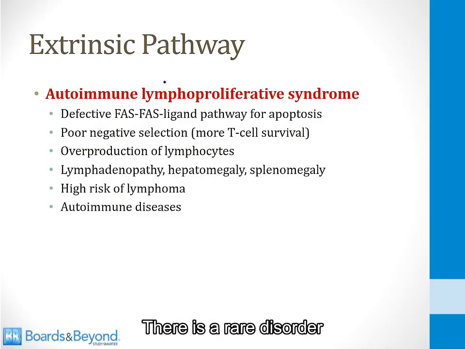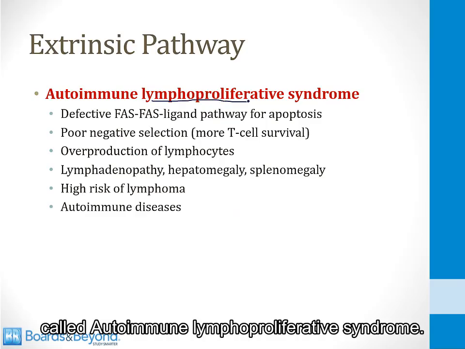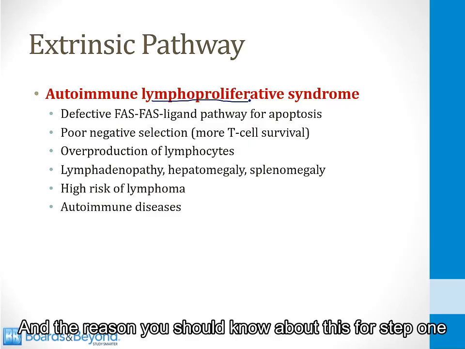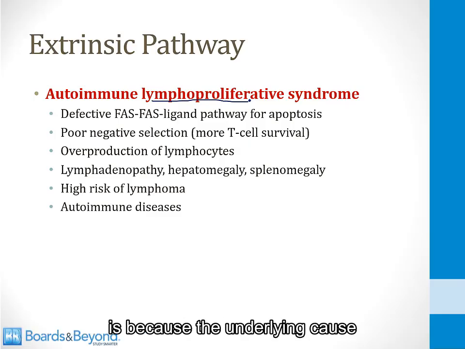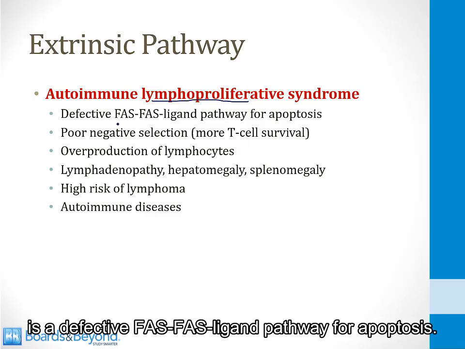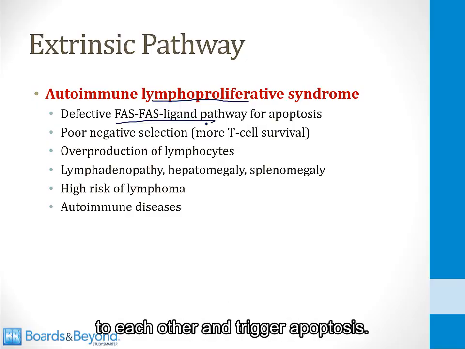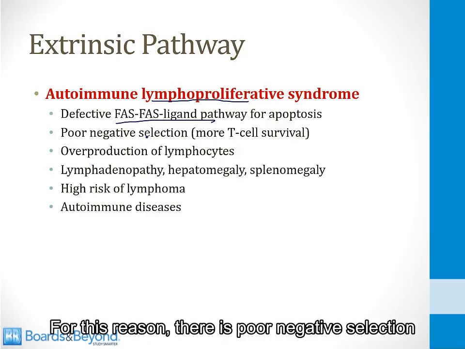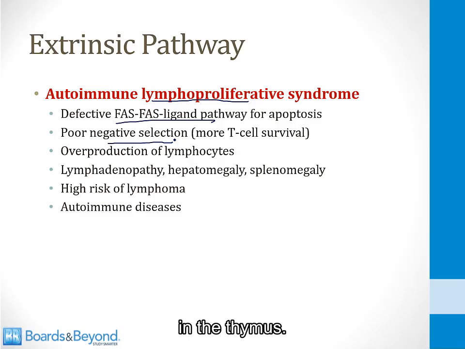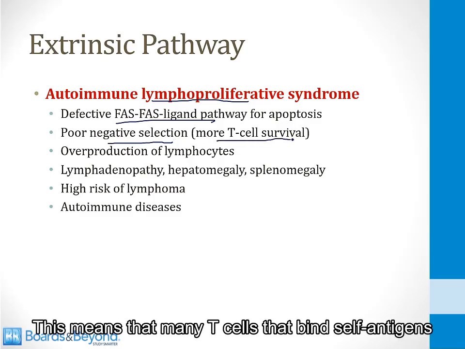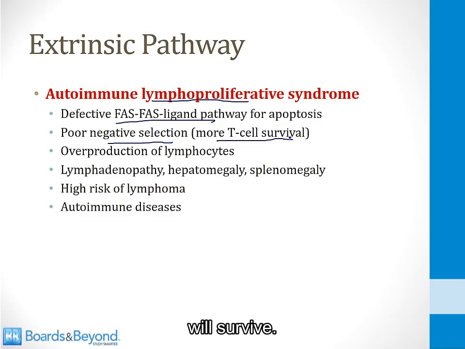There is a rare disorder called autoimmune lymphoproliferative syndrome, and the reason you should know about this for Step 1 is because the underlying cause is a defective Fas ligand pathway for apoptosis. In this disorder, Fas and Fas ligand do not normally bind to each other and trigger apoptosis. For this reason, there is poor negative selection in the thymus. This means that many T cells that bind self-antigens will survive.